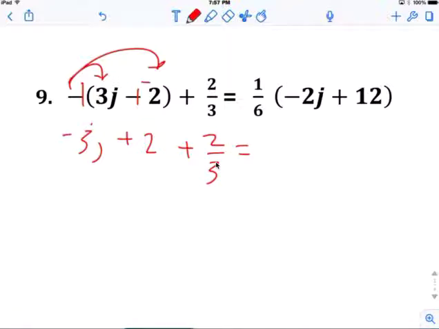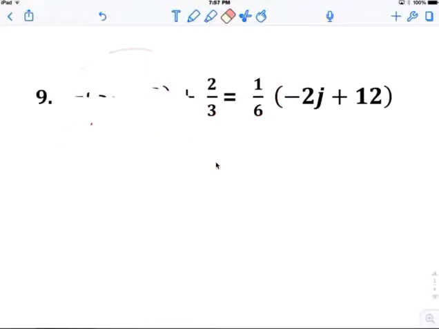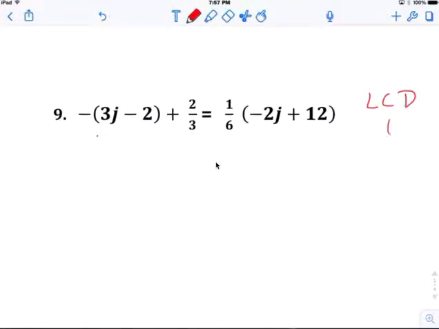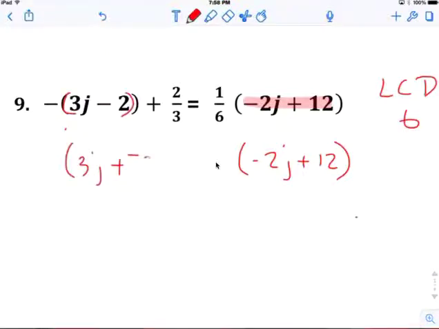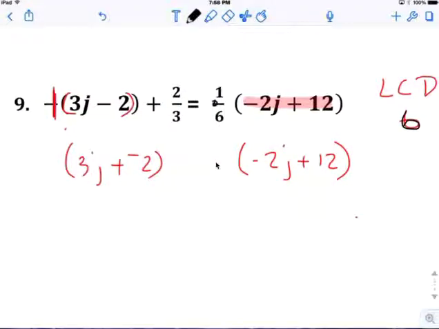You know what? Because of these fractions, I'm going to get rid of the fractions. It's going to be too much work because that doesn't go in evenly. So least common denominator is 6. This is shielded, protected. -2j plus 12, shielded and protected. 3j minus plus a -2. The -1 is not. So you need to multiply this 6, least common denominator, to all those that are unprotected.